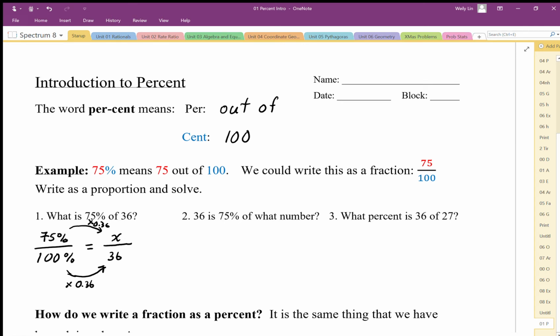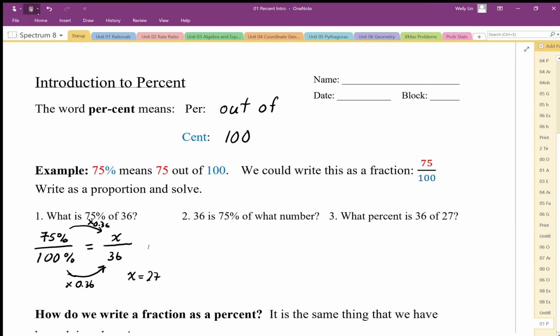So if I do that, I can do 75% times 0.36, and that's going to give us 27. Okay, so 27 out of 36 is the same as 75%. So we can write this as x equals 27. Now that is one way to do it.